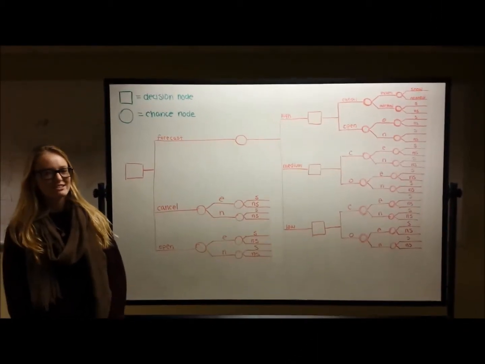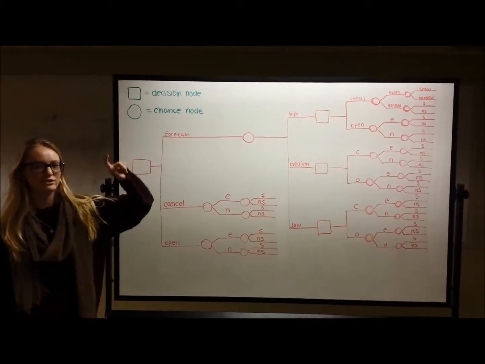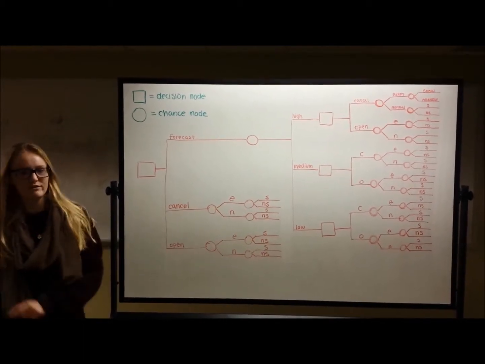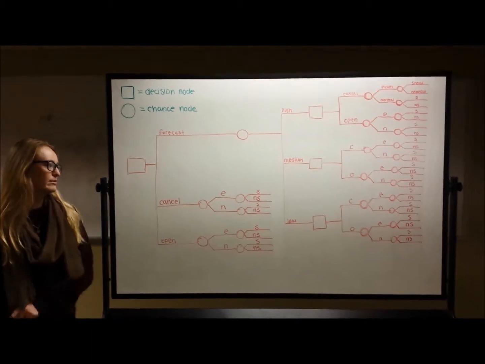Decision trees are made of decision nodes and chance nodes. At a decision node, you pick the higher or lower value given the situation. In our case, we're picking the lower value to find the lowest risk. And at chance nodes, you add the probabilities.